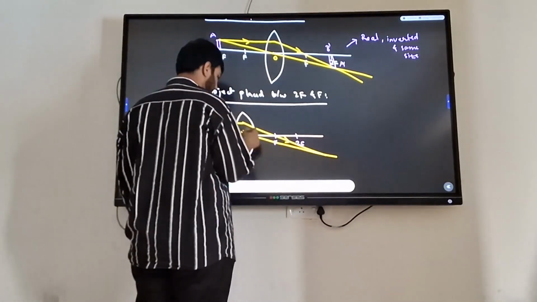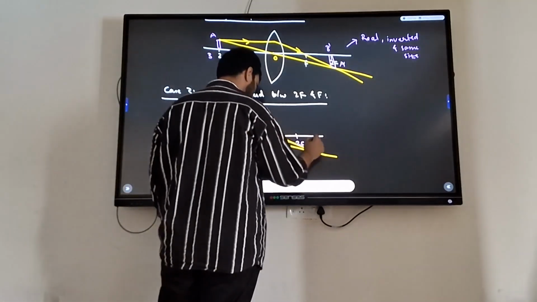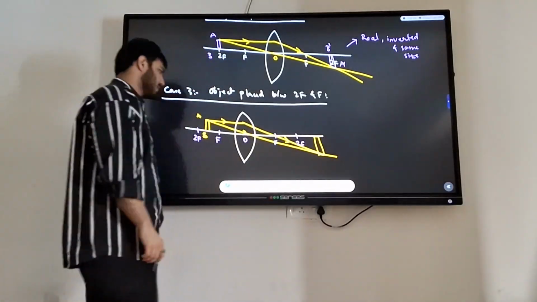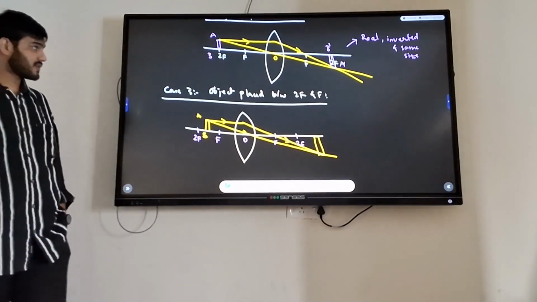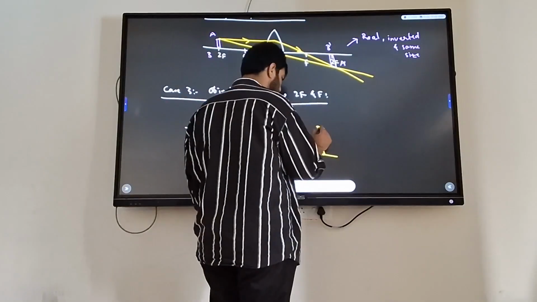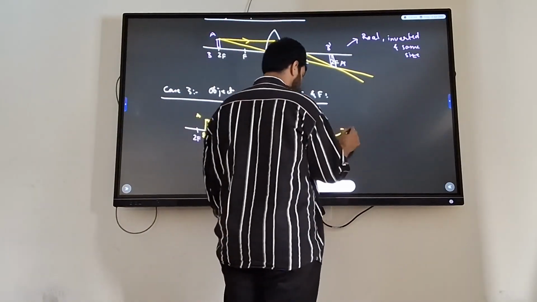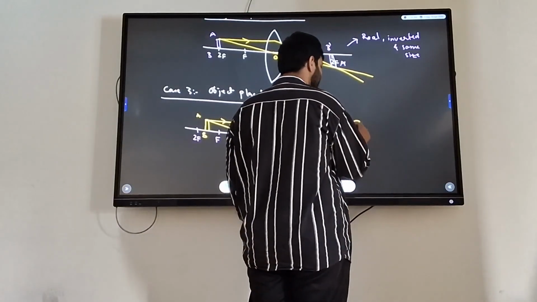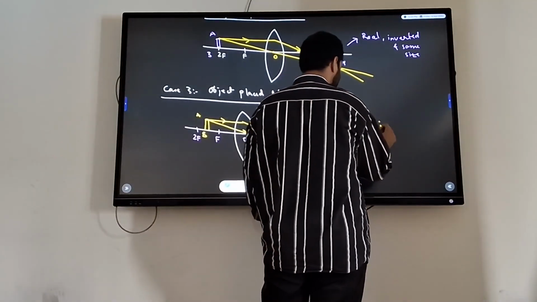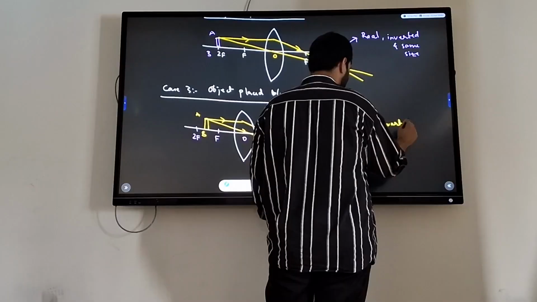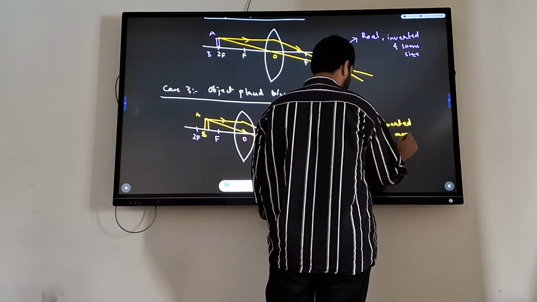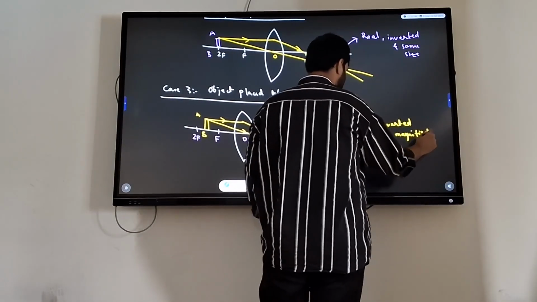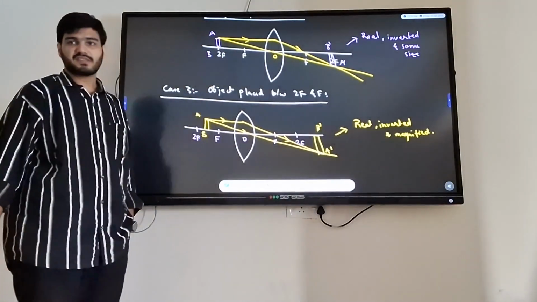Do you see I find my image beyond 2F? Yes? Beyond 2F, and what is the nature of the image? It's real, inverted, and enlarged. Yeah, magnified. Real, inverted, and magnified. Does it make sense?